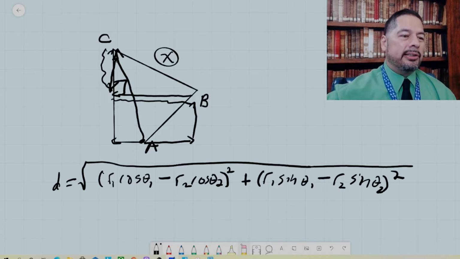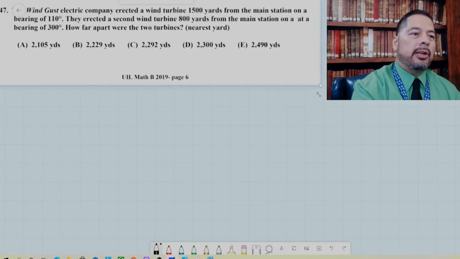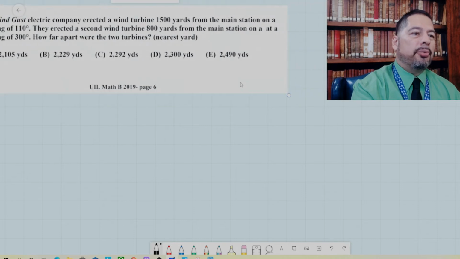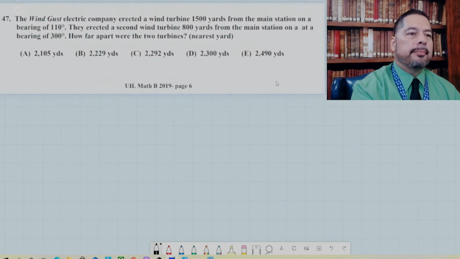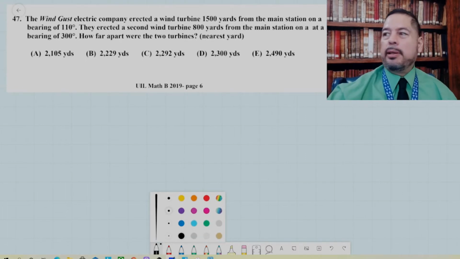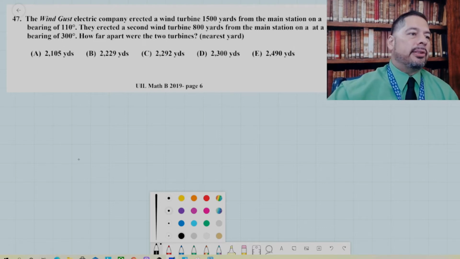So let's go ahead and look at an example. And again, I have to thank UIL for the gracious use of their problem sets. So for this particular problem, this is problem number 47 from UILB from 2019. Okay, so the problem says The Wind Gust Electric Company erected a wind turbine 1,500 yards from the main station on a bearing of 110 degrees.